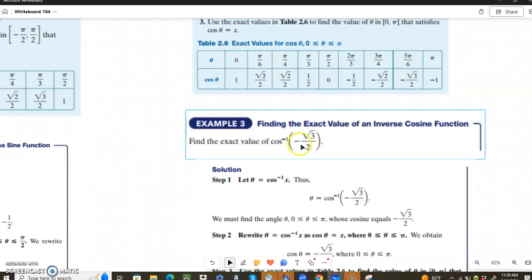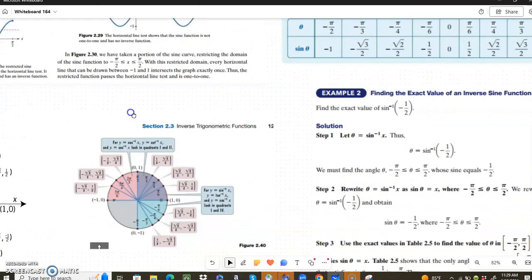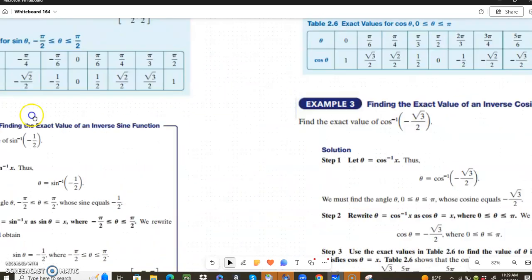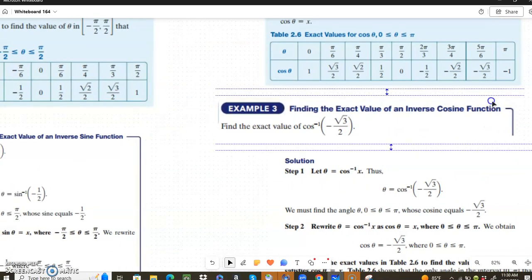If we use the unit circle, remember cosine is x over r, so we're going over here, and we're looking for an x value of negative square root of 3 over 2, which corresponds right here to 5 pi over 6. So whether you're using the unit circle or the chart, you'll get your answer there.